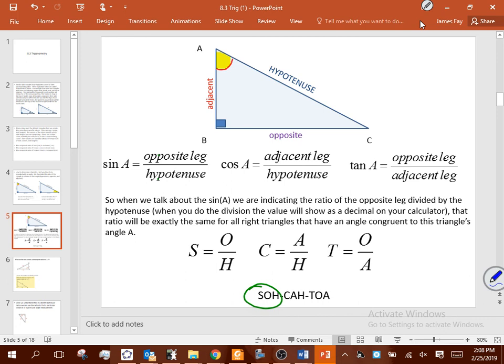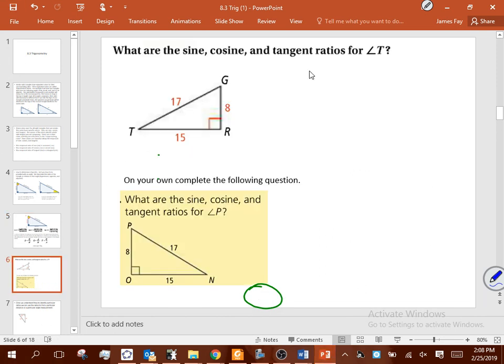The first one is a question like this, where it says, here are three side lengths of a right triangle. Can you write what the trigonometric ratios are for a particular angle? So they give me angle T here. I want to find sine of T, cosine of T, and tangent of T. This is the process that you go through for this question. I'm going to identify T. That's the angle that I'm interested in, right?